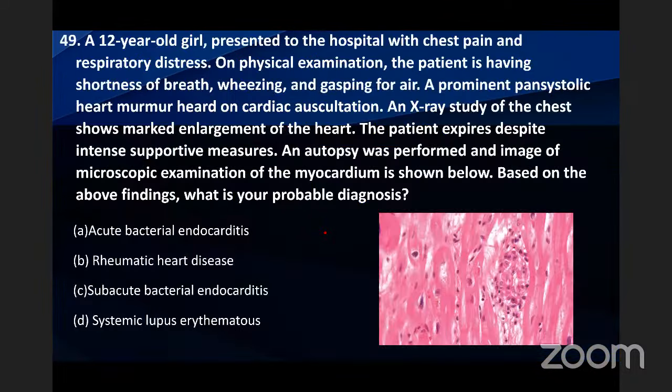Also remember, in cases of rheumatic heart disease, the characteristic feature is the Aschoff nodule. The Aschoff nodule typically occurs around the blood vessels, and it is made up of Anitschkow cells, which show caterpillar chromatin.